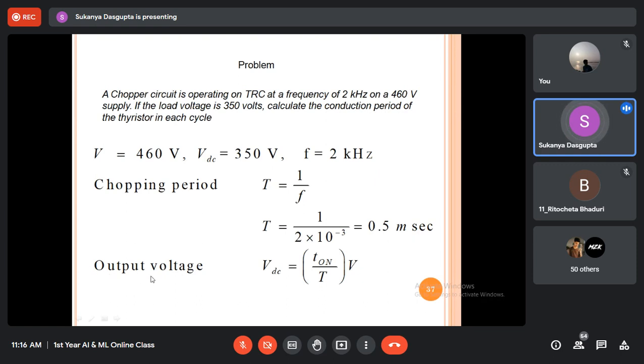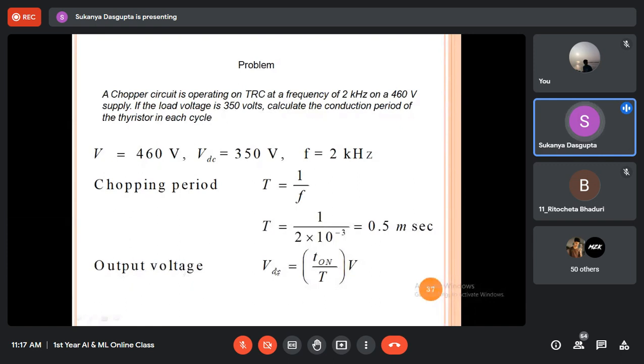And we know the expression of VDC average for buck converters. What type of converter is it? Load voltage is 350, okay? And source is 460, VS. So VS is greater than V out. So it's a step down chopper, buck converter.